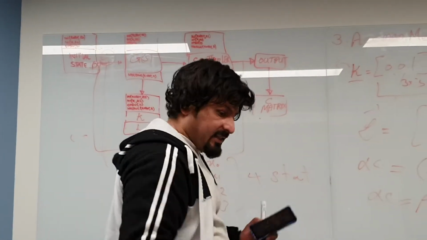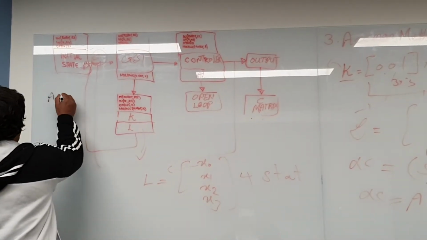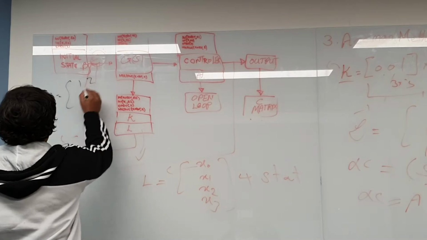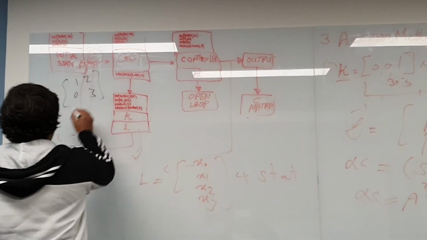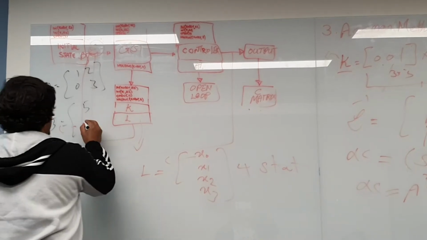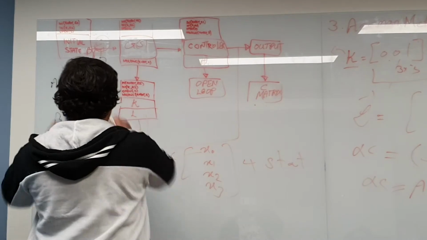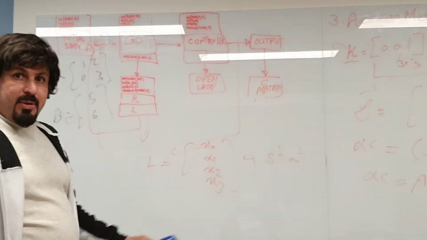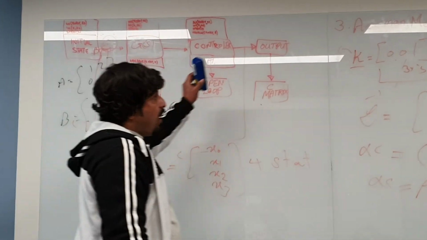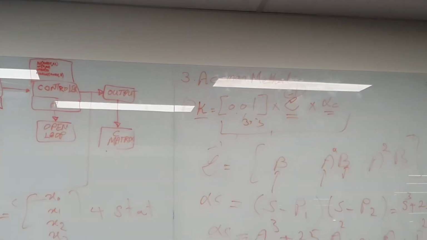If we get the same value as the given, for example, A, which is 1, 2, and 0, 3, and B, for example, 5 and 6, okay? And we got exactly the same matrix, it means our method is correct, and we can use it.